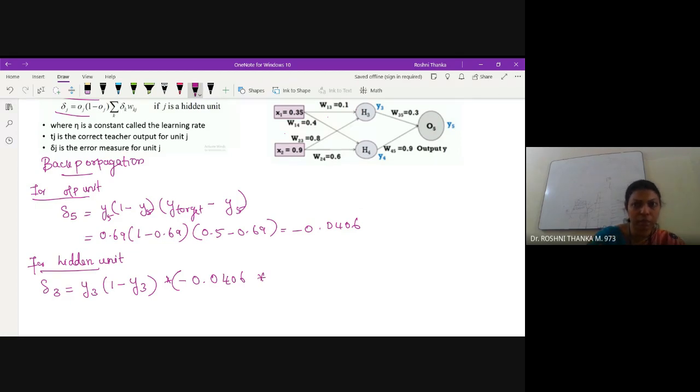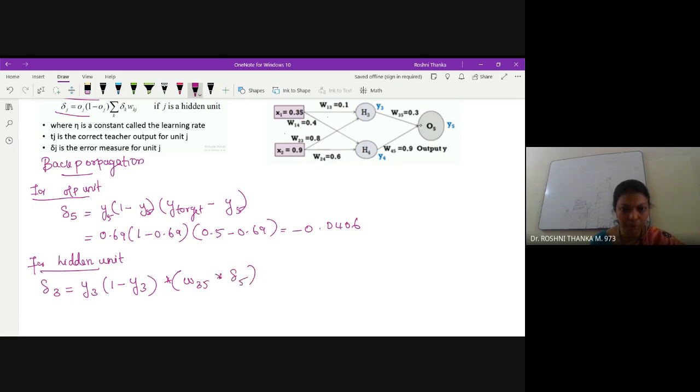What is the weight for this? That is this weight, because we are coming from backward, right? So based on this we are going to do. The output of this node is y3, and then the error we have to calculate, which we found as of now is this one. So that error into this weight. So if I write the equation, it will be y3 into (1 minus y3) into W35, the weight, into delta 5.